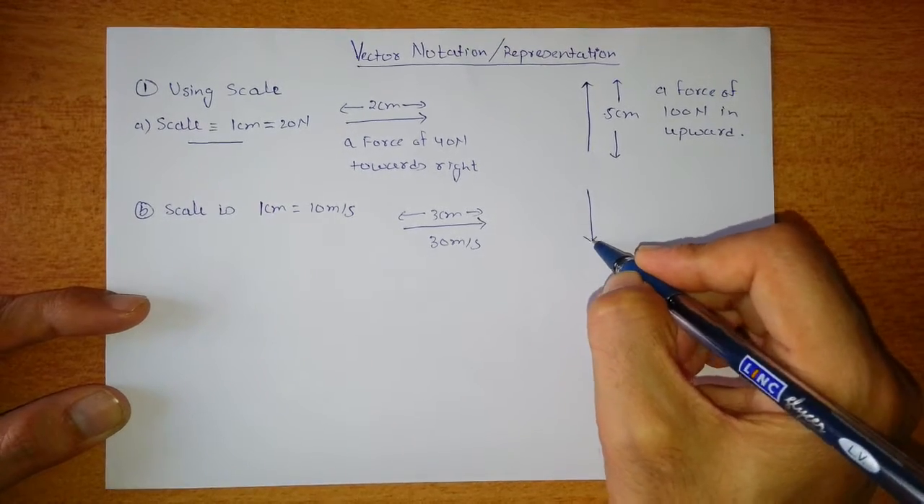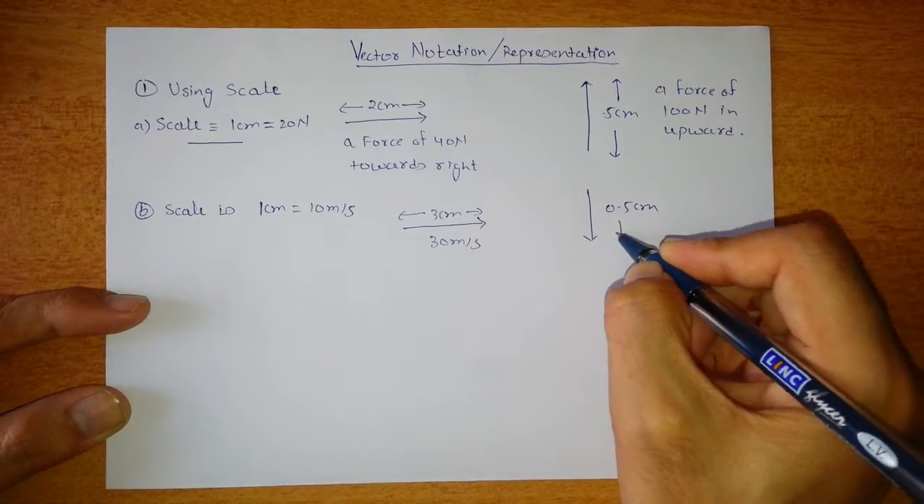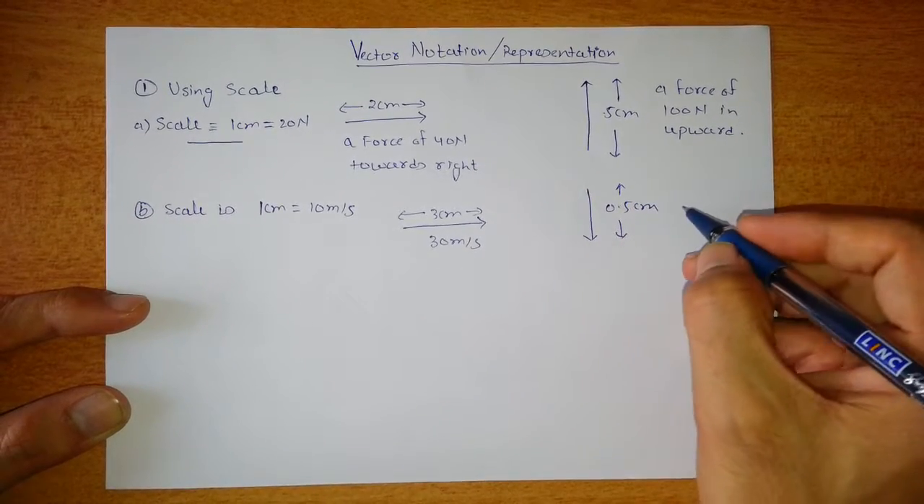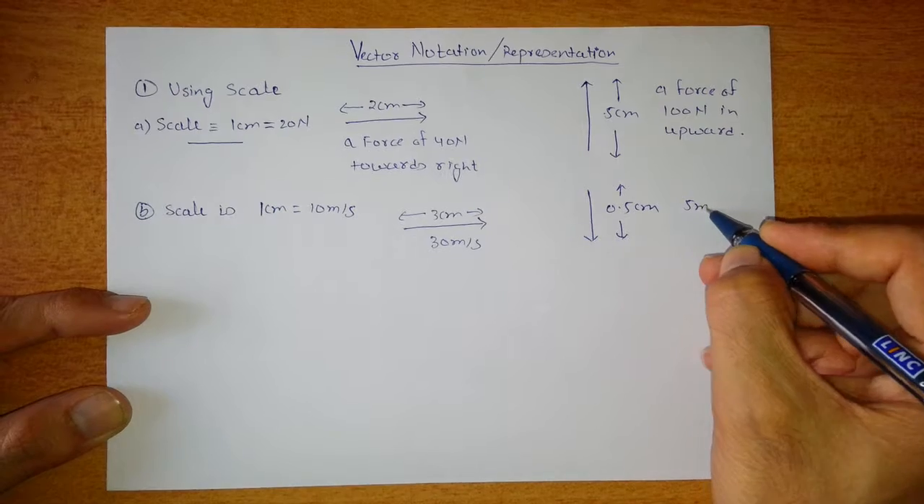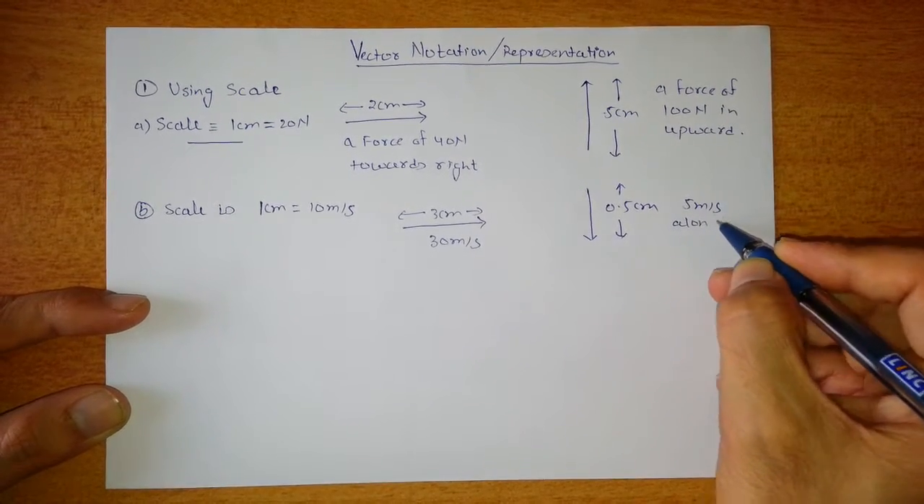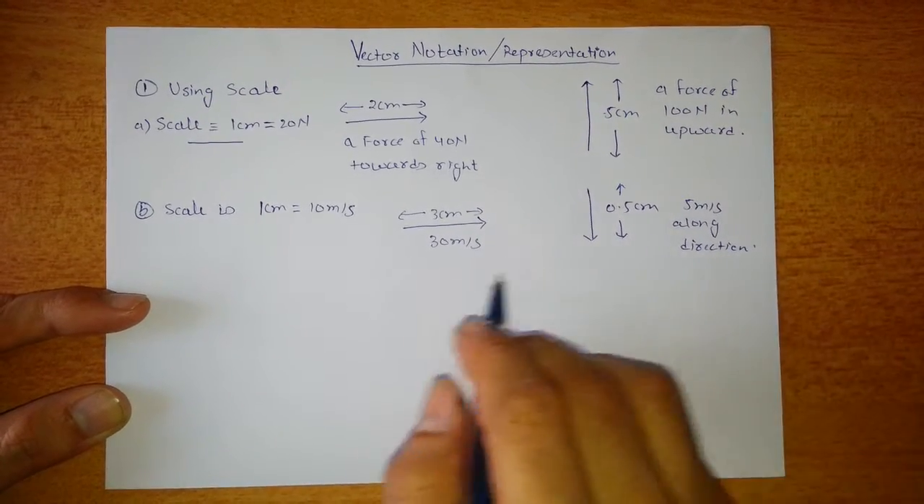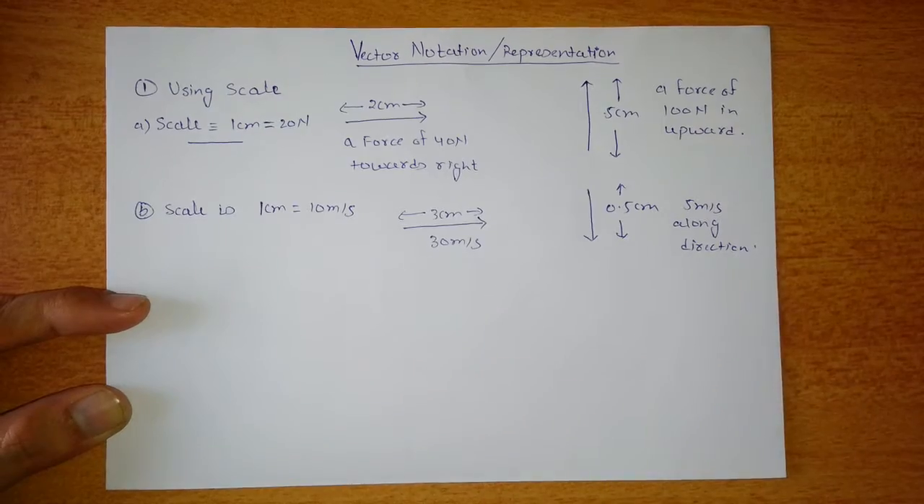Or if I draw a vector, let's say 0.5 centimeter in length, so I can say this represents nothing but 5 meter per second towards down, along downward direction. So this is the first method by which we can draw or represent vectors.